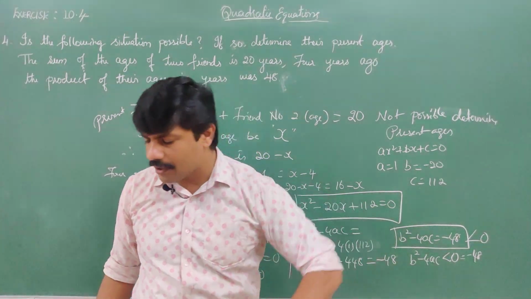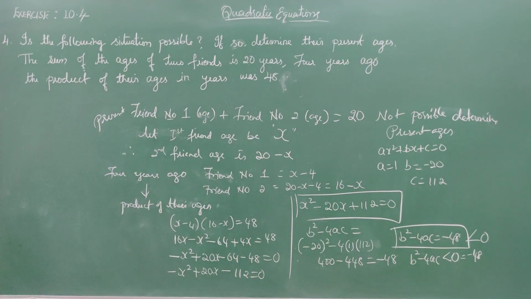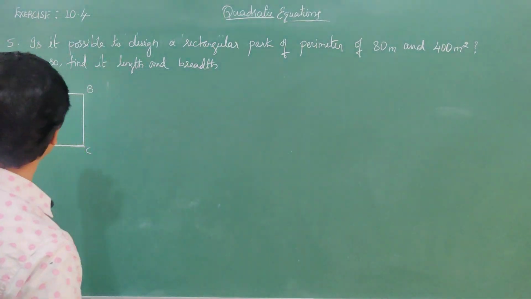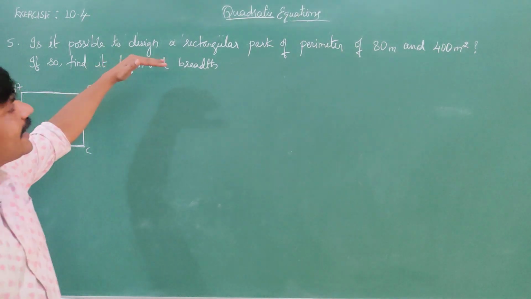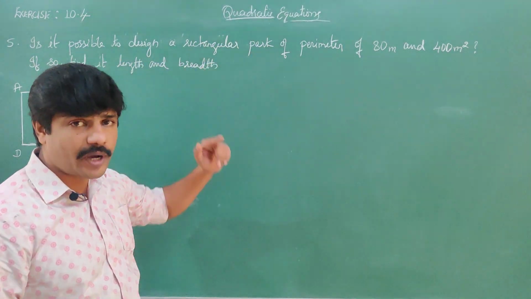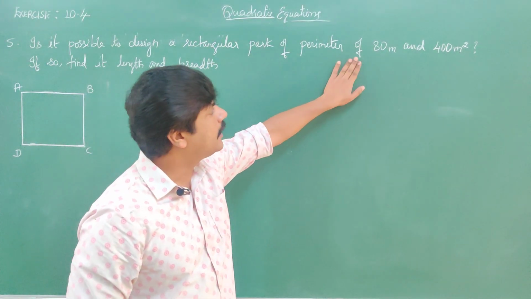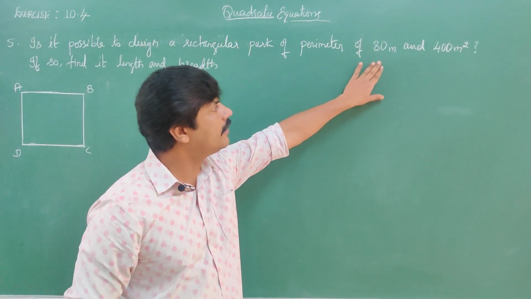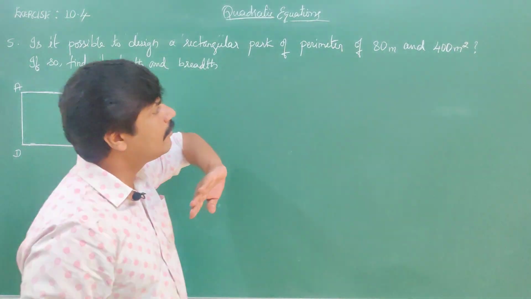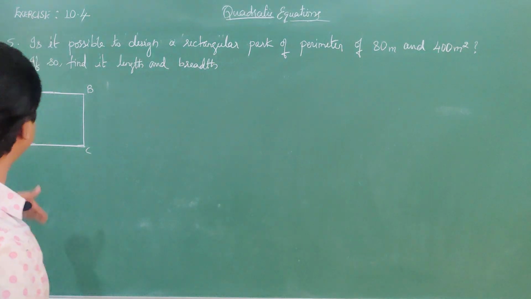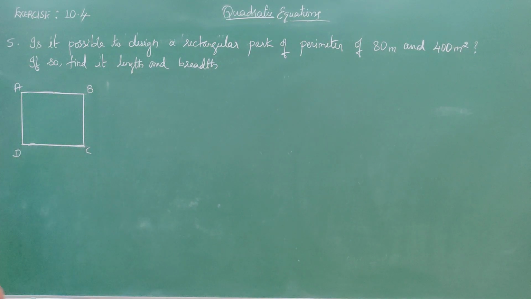Okay. Now we'll jump into the next question, fifth question of exercise 10.4. It says: is it possible to design a rectangular park of perimeter 80 meters and 400 meter square area? If so, find its length and breadth.